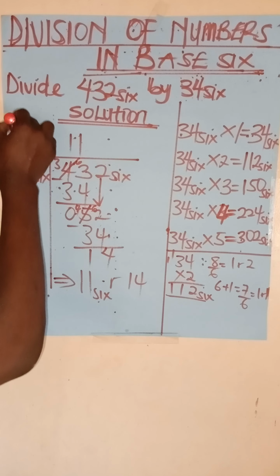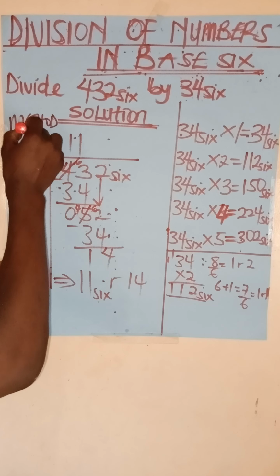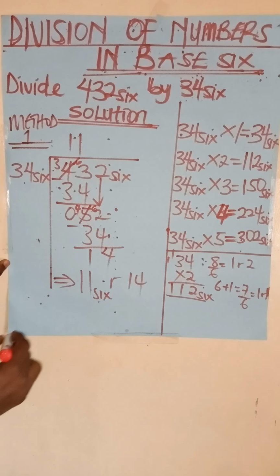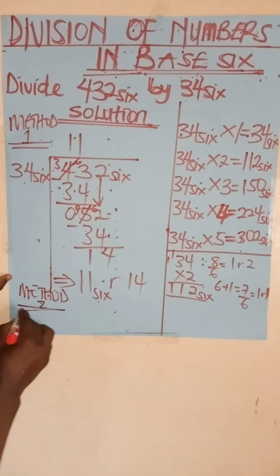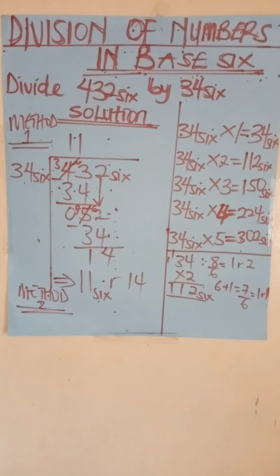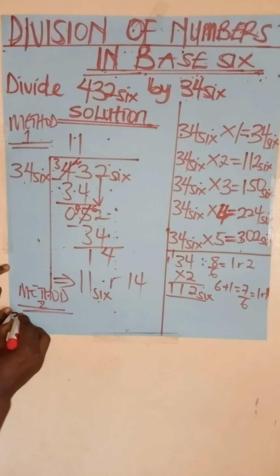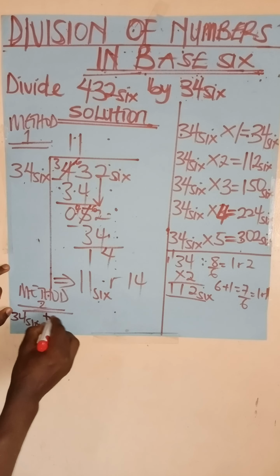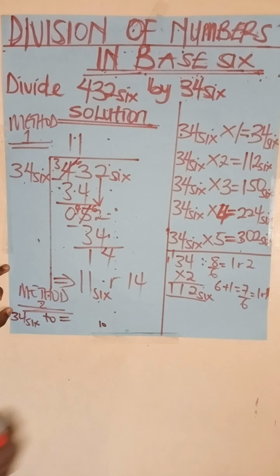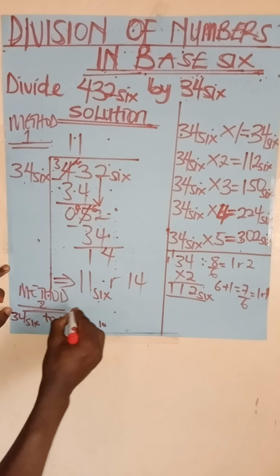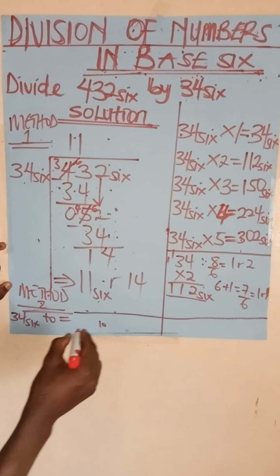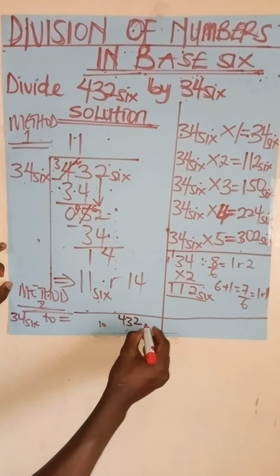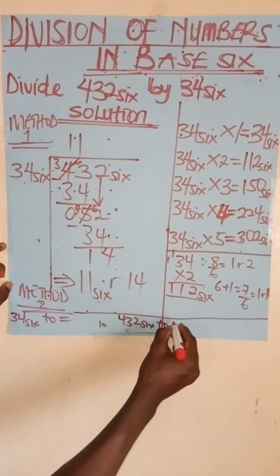Yes. How will you do that? Let me name this method one, and let me call this method two. Let me just give you a hint. Method two. The other method is for you to convert this 34 base 6 to base 10, and also convert this 432 base 6 to base 10.